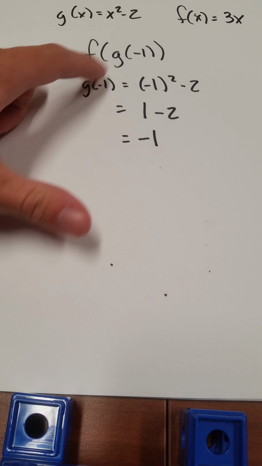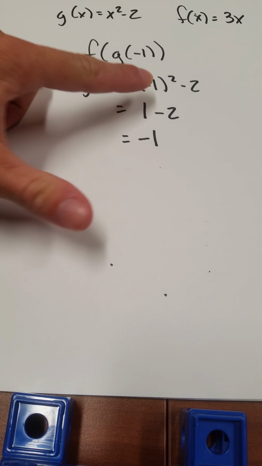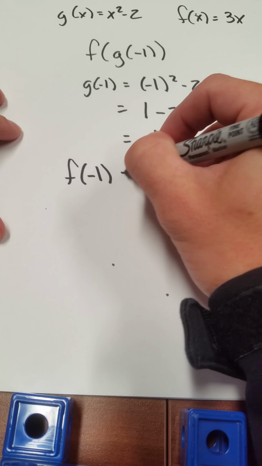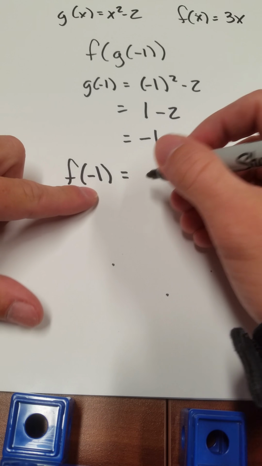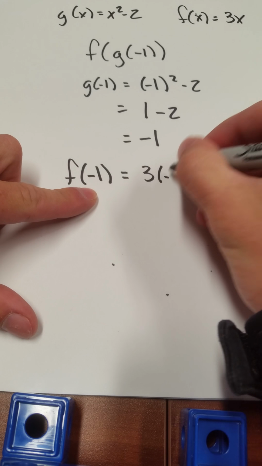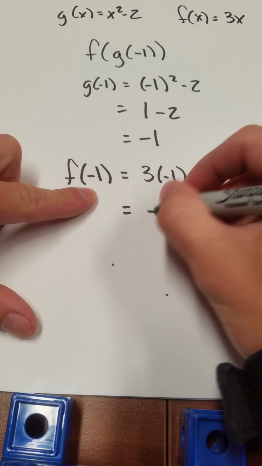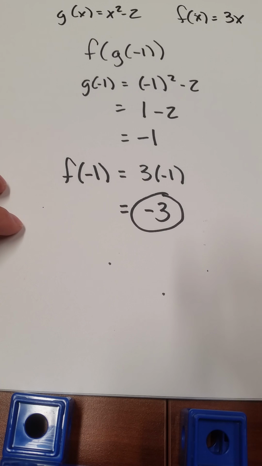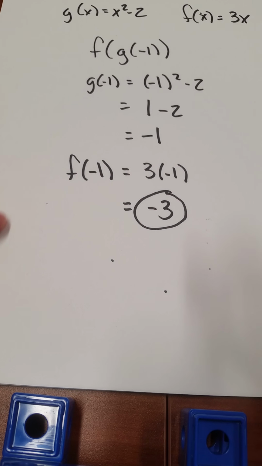Now, I know what g of negative 1 is, so I'm going to replace g of negative 1 with this. So that means f of negative 1. Okay? Plug this in for the x. 3 times negative 1, which equals negative 3, and that is your solution. You are simply substituting things in. Okay? Let's look at a different type of problem.